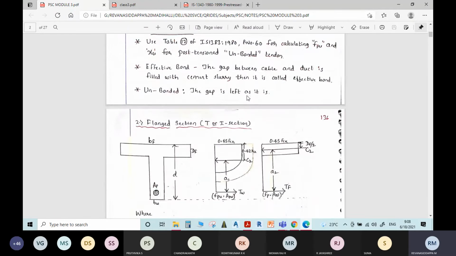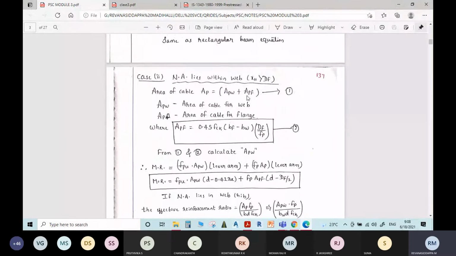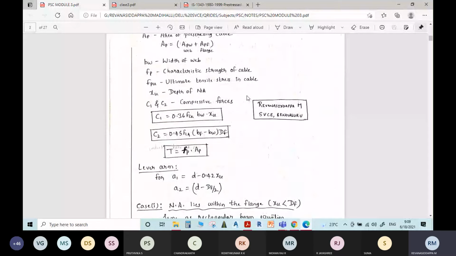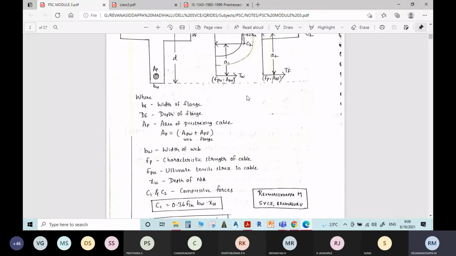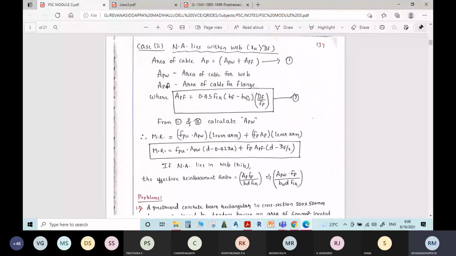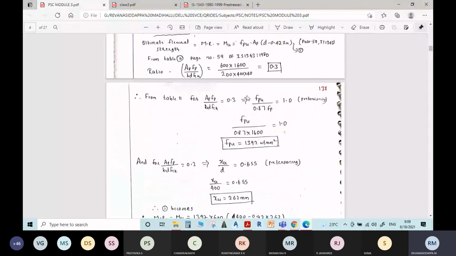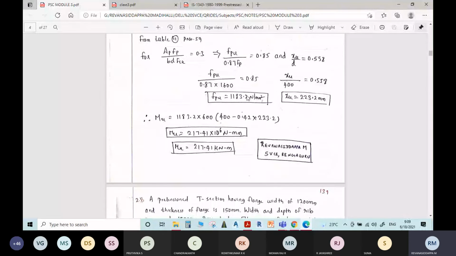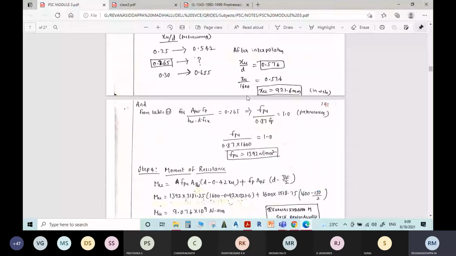So there is one more part of this module, that is design of the beam. We have to learn how to do the design of a PSC beam. Till now we have learnt about analysis of the beam, finding its moment of resistance. Now we learn how to design a beam.